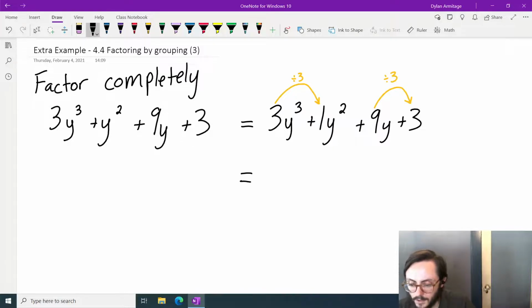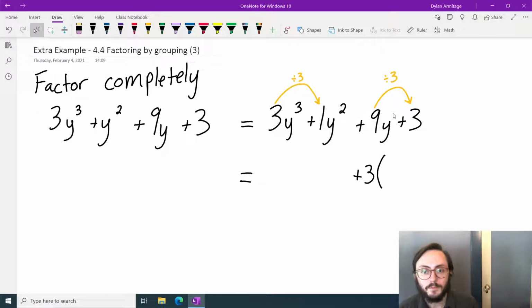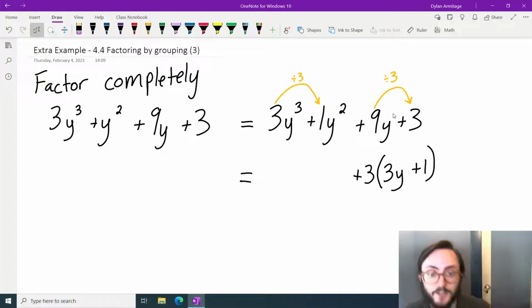So we can factor out a 3 from the right side over here. And it's all positive, so we don't need to worry about positives or negatives right now. So we have plus 3. Well, how do we get the 9y when we take out that 3? Well, that's 3y. Plus 1. 3 divided by 3 when we factored out that 3.